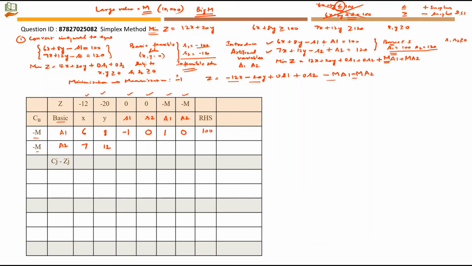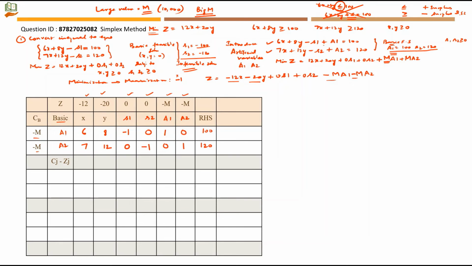Now we will place the second equation. 7x plus 12y. We don't have S1 here, so it is 0. We have minus S2, it is minus 1. A1 we don't have here. A2 the value is 1. The right hand side will be 120. We have to find the pivotal element. So we have to see which is entering, which is leaving. All these stories I have already explained in another video.